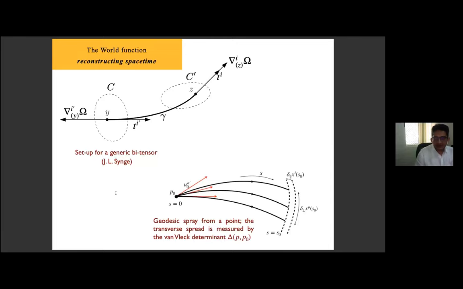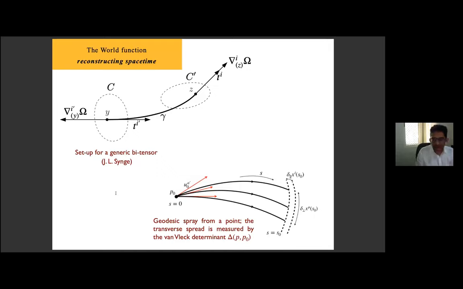So the second thing which I will use in what I'm going to describe next is not a single geodesic emanating from P0, but a geodesic spray emanating from P0. And this geodesic spray can be characterized by the transverse spread of geodesics when you move by a geodesic distance S. And something I should indicate is I'll be using different notations for the same object. I am sorry about that. S indicates essentially the geodesic length, which is basically the square root of twice omega. I will also denote it by lambda in subsequent slides. So please excuse the notation mismatch, but if you have any confusion, please feel free to stop me and clarify.